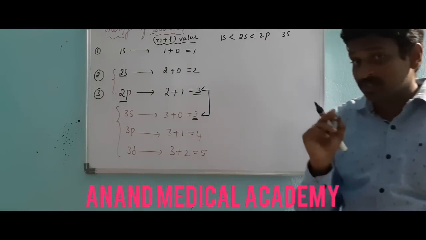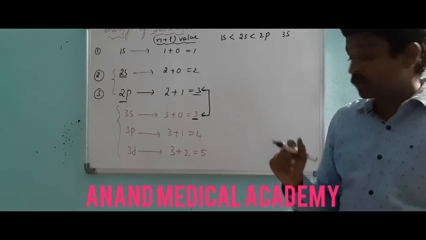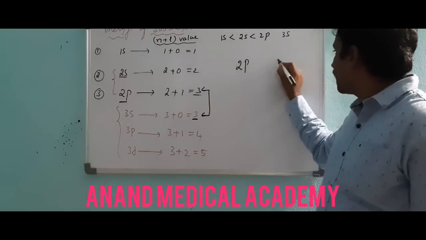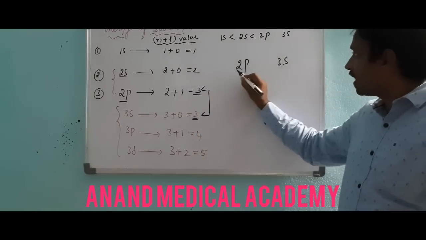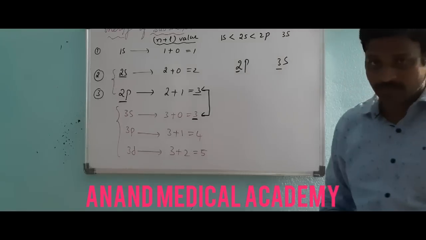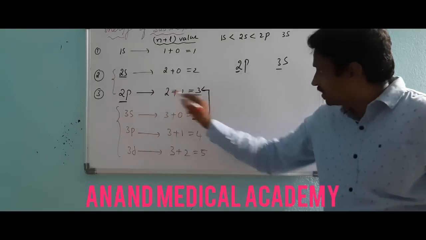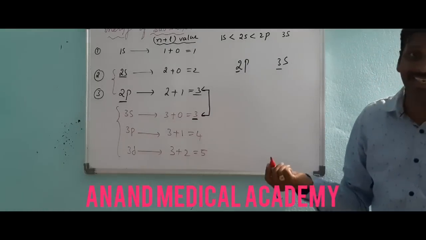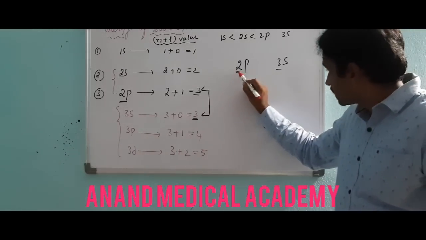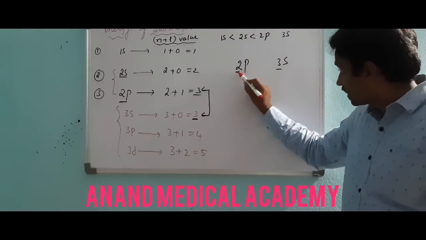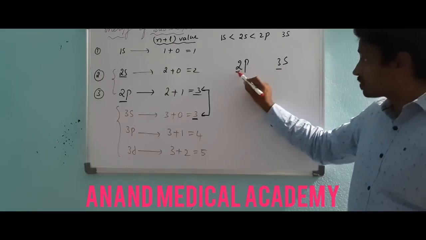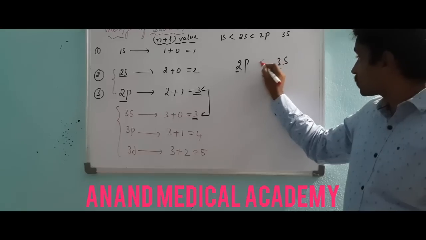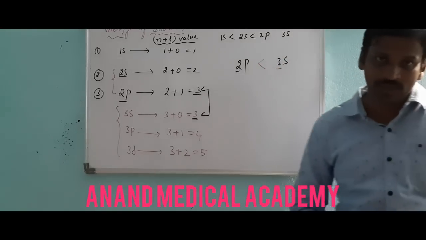If two subshells have the same n plus l value, then you have to observe only the n value. Between 2p and 3s, the one which has the smaller n value will have less energy. The total n plus l value here is 3 and here 3, but to decide which has more energy you have to see the n value. Here it is 2 and here it is 3. Which has the lower n value will have less energy. So this is the order: 3s has more energy.